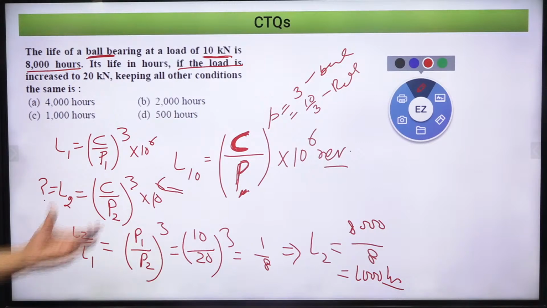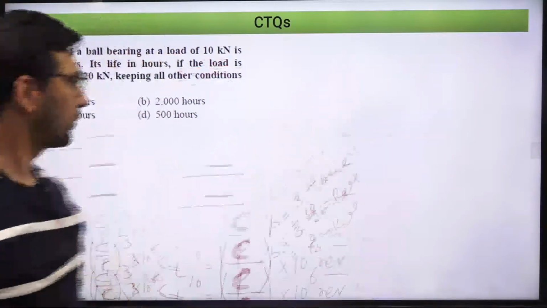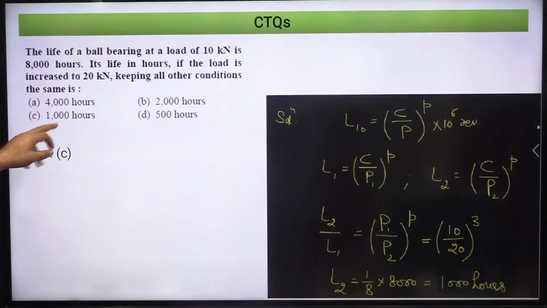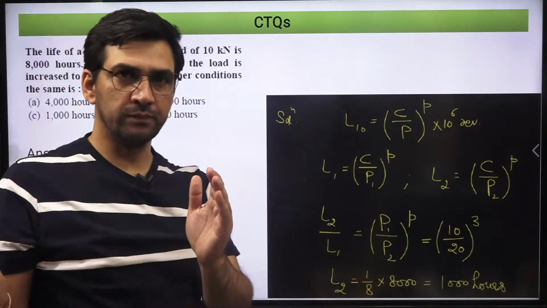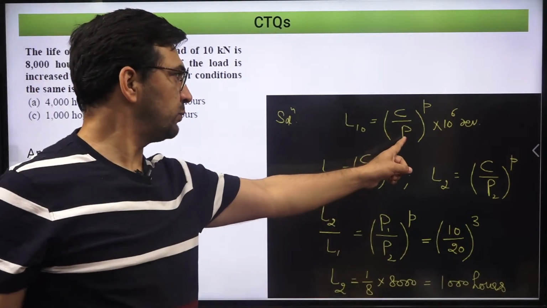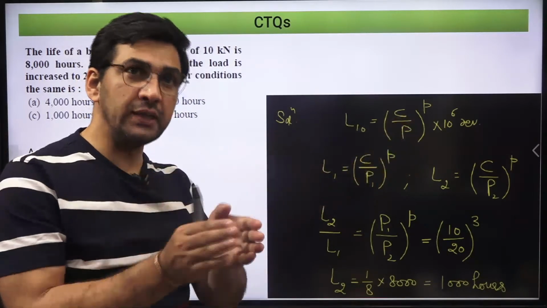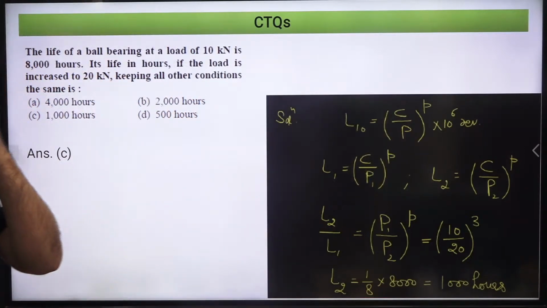Okay, so this is a simple relation that you have to make use of over here. Same way I have solved it over here also. The only thing that you have to keep in mind is, if the bearing is the same and I'm subjecting that bearing to different loads, then P is going to change, because this is the actual load that I'm applying. But since the bearing is the same, the dynamic load carrying capacity is going to remain the same.